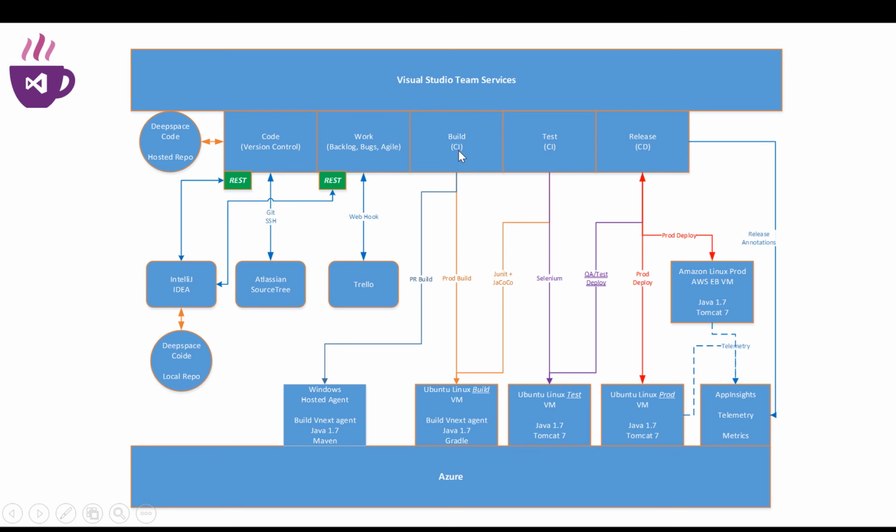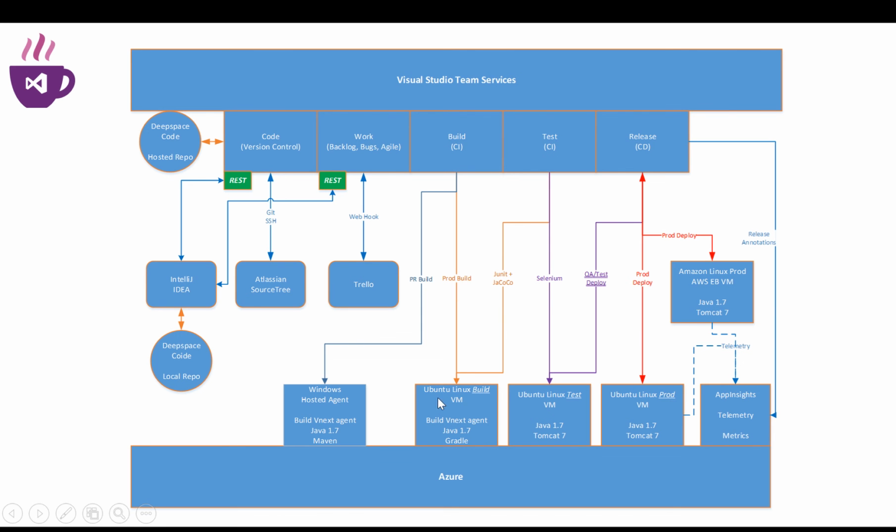That pull request has kicked off this build over here, this PR build, as part of my build system, and it's building on a Windows hosted agent using our build vNext agent, and it's under Java 1.7 and Maven. When that completes, I'm going to come back over to code, and I'm going to complete the pull request. And when I do complete the pull request, that will merge my changes from my branch back into master, which will kick off a CI build in production.